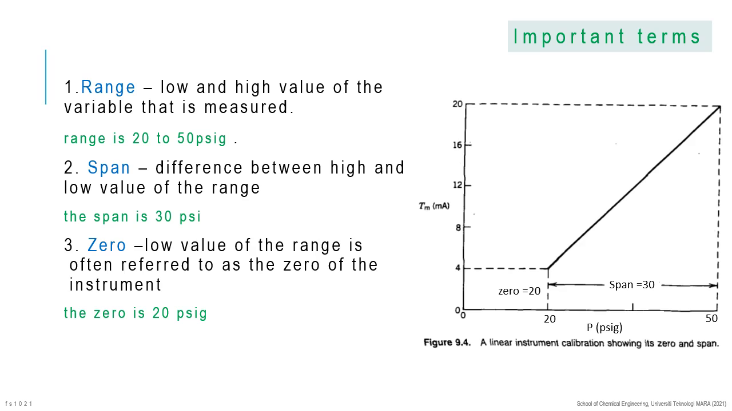The final term that you need to know in a sensor transmitter combination is zero. What is zero? Zero is the low value of the range. It's often referred to as the zero of the instrument. So, from the figure, what is the zero for this sensor transmitter combination? Yes, the zero is at 20 psig.